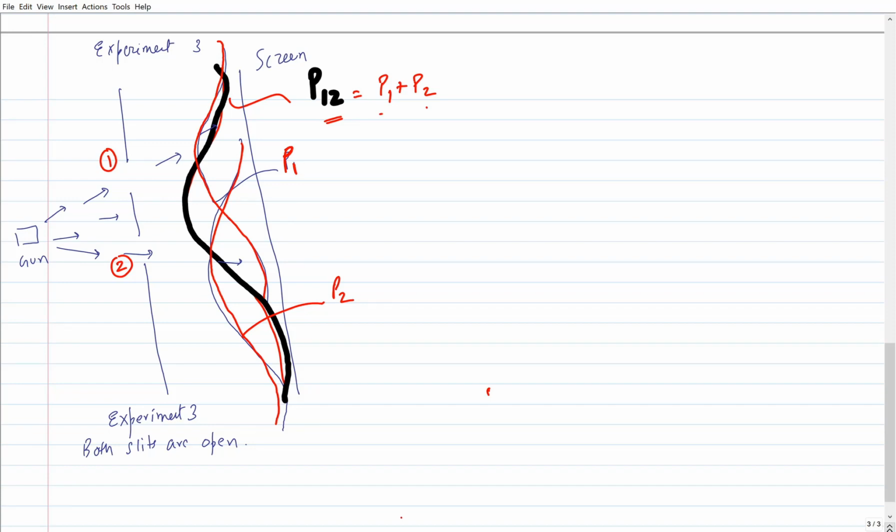Well, which is not very surprising because classically bullets are classical objects, follow Newton's laws, and when you have two alternatives to do a process, you just add up the probabilities. Okay, so that finishes my experiments with the bullet. Now what I'll do is that I'll repeat the same experiment with water waves.